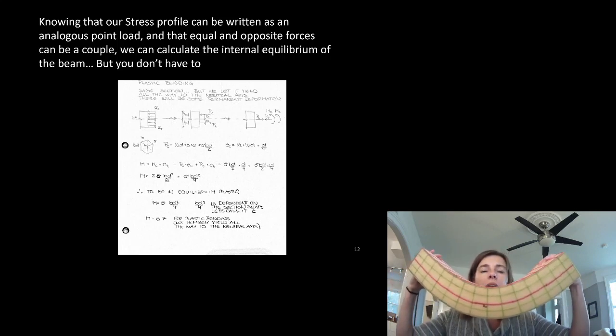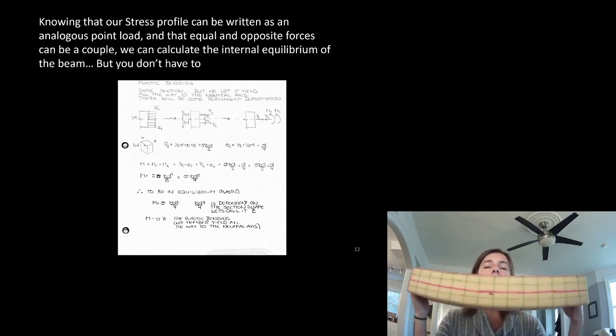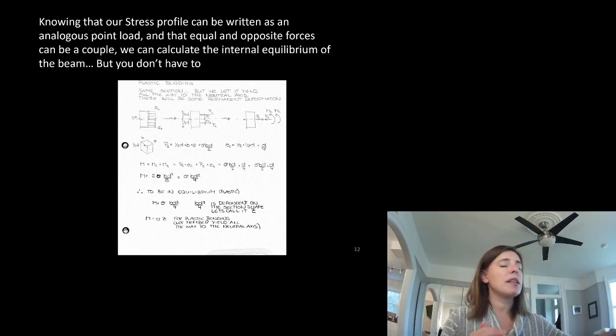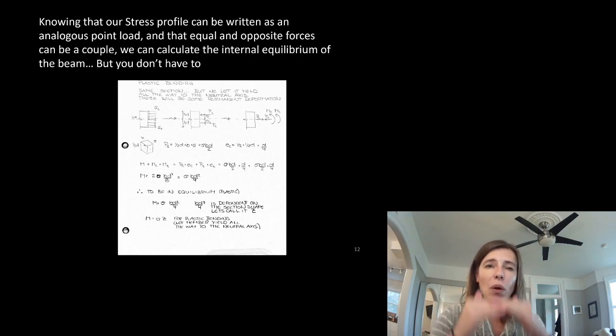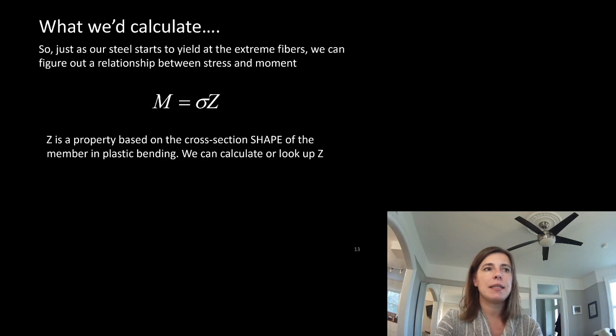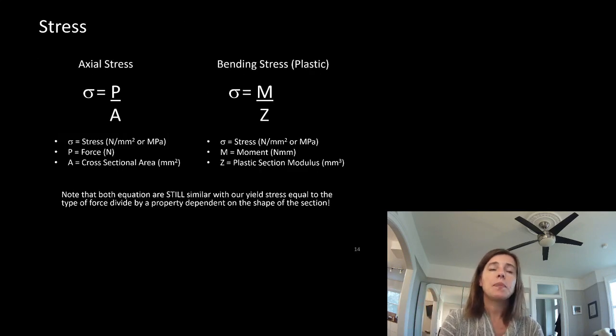And so we let it yield when we hit our maximum stress top and bottom. And then some of them, because that maximum stress is just a yielding stress, we'll let it keep loading all the way down to the neutral axis. So everything looks the exact same, except our placeholder is now called Z for our shape property.